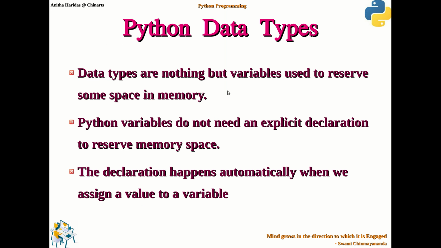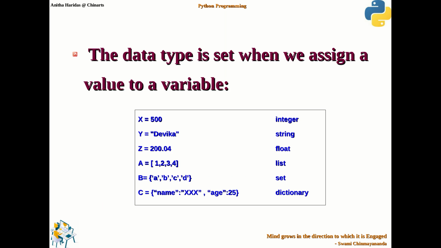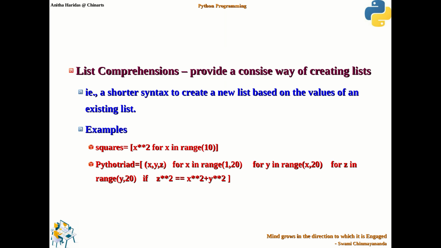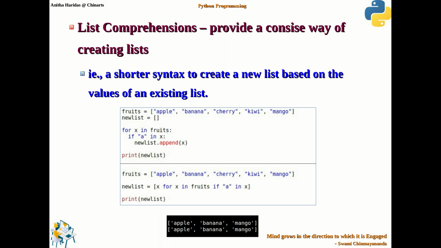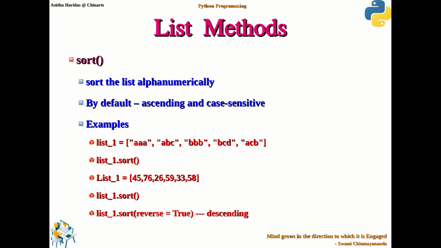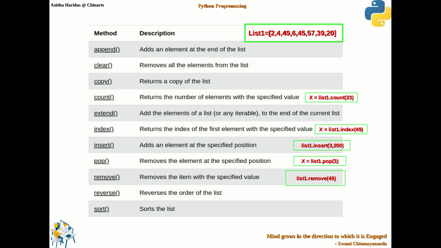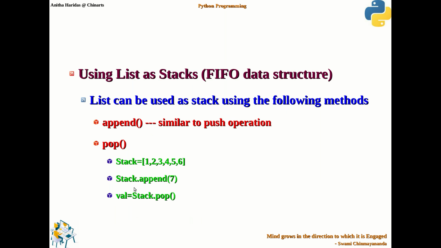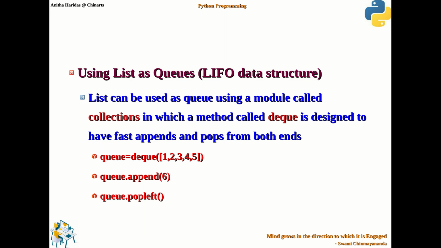Then we also talked about Python data types, in which we covered the list data type. Then we discussed the list comprehensions, which provide a concise way of creating new lists. Then the syntax of list comprehension was also discussed. Then we also discussed some of the list methods like sort, reverse, copy, join. All these methods we discussed with examples. And we also talked about how list can be used as a stack as well as a queue.